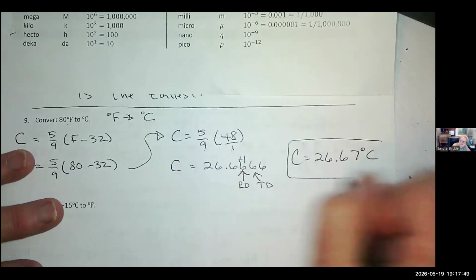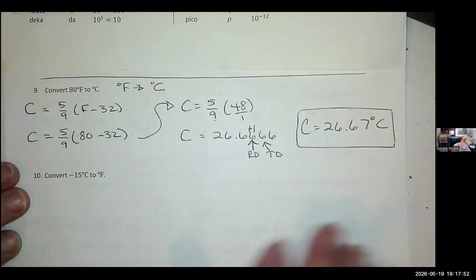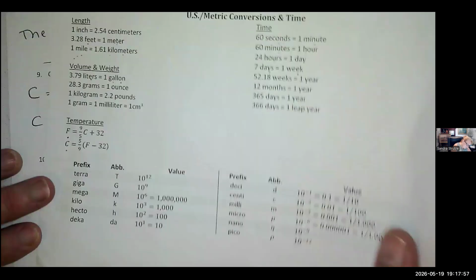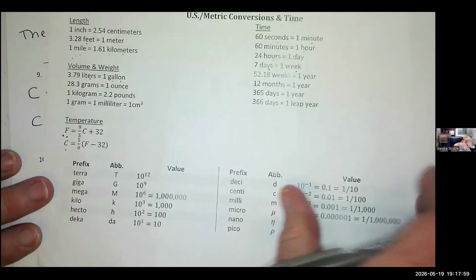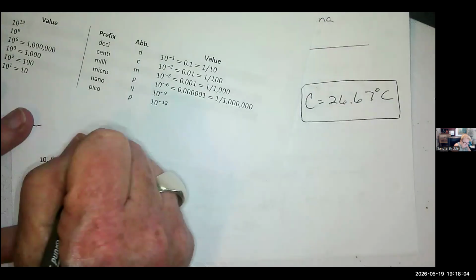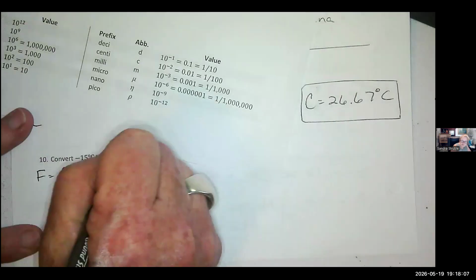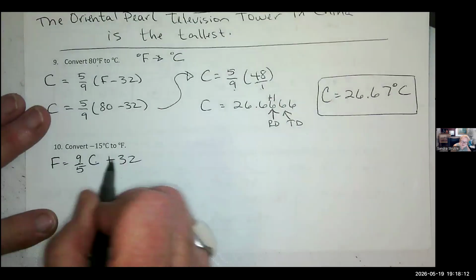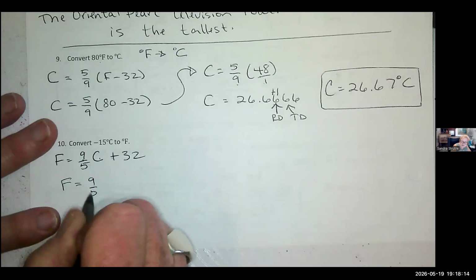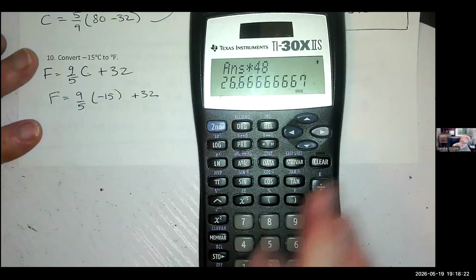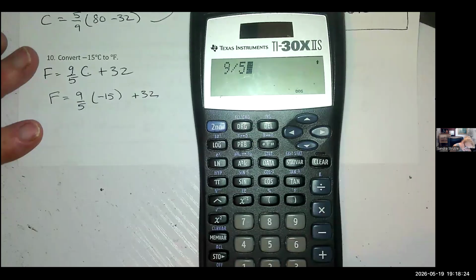The next one is converting from negative 15 degrees Celsius to Fahrenheit. So let's come back over here. Fahrenheit is 9/5 Celsius plus 32. So this is multiplied and then added. 9/5 times negative 15 plus 32. You have to multiply first. So 9/5, 9 divided by 5 equals, times negative 15.